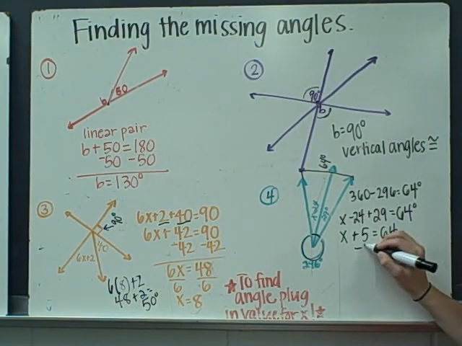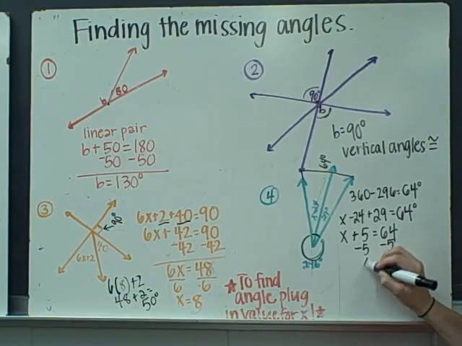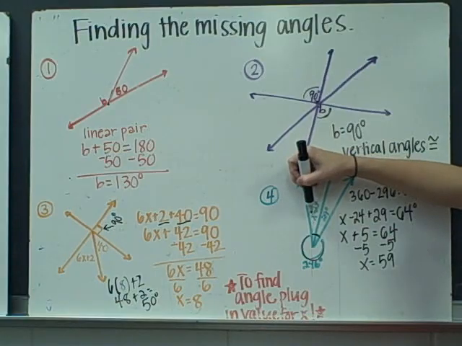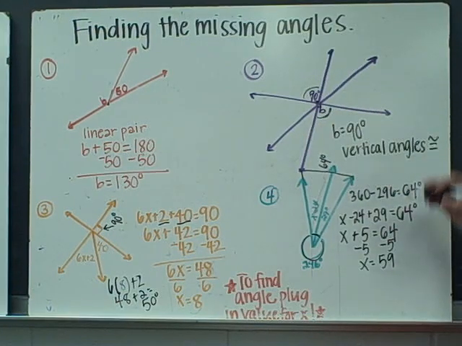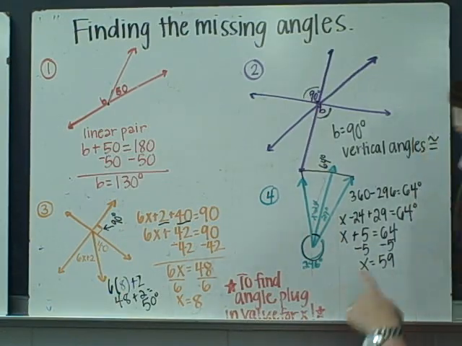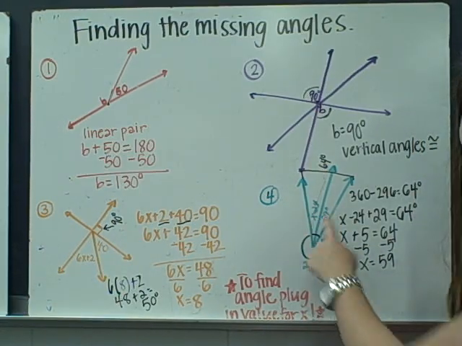My goal is to solve for x. It's positive 5, so I subtract 5 on both sides, and I should get x to be 59. So x is 59. And then if we wanted to solve for what this actual angle measurement is, we would plug 59 in for x and solve.